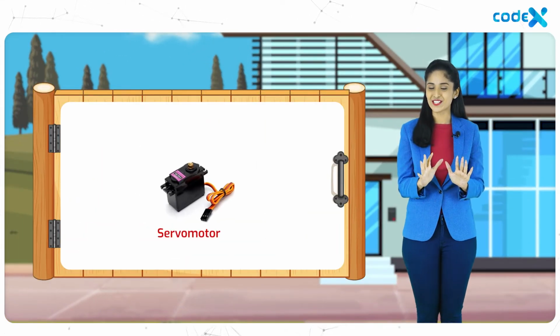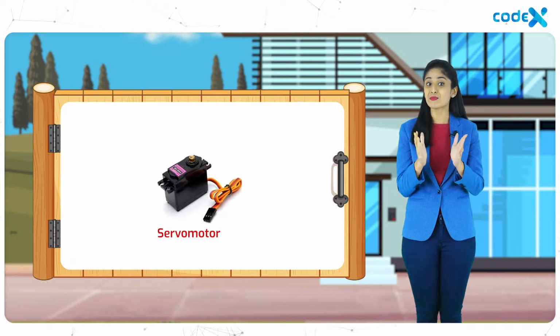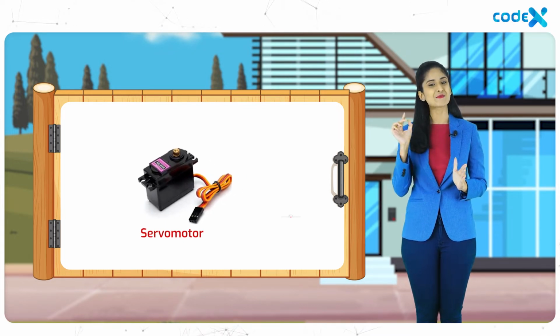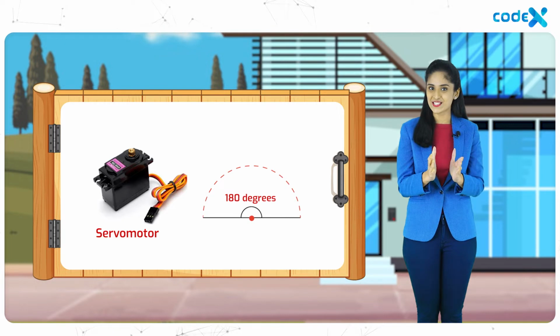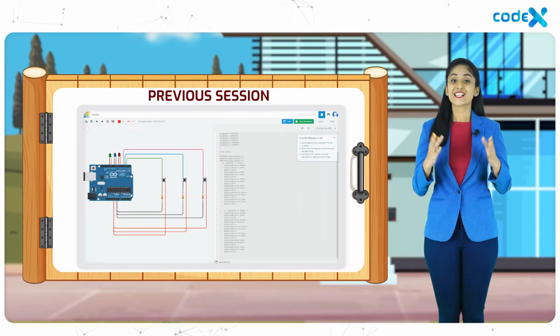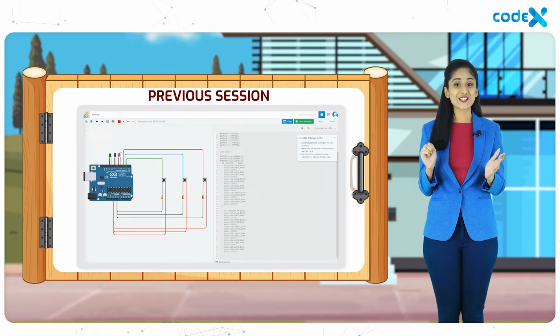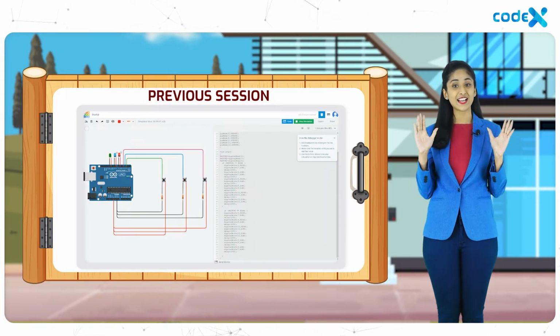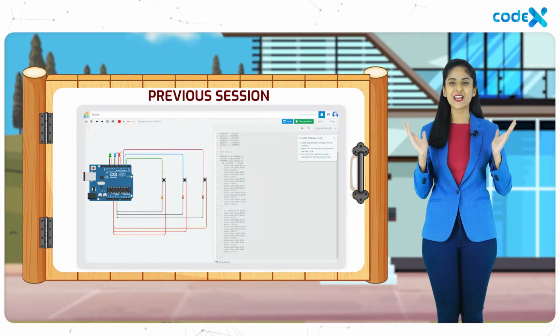A servo motor is an electric motor that can be used to rotate an object at a specific angle between 0 to 180 degrees. You might be wondering, how is it different from the other motors? The other motors, when turned on, rotate in either a clockwise or anti-clockwise direction without any specific angle.